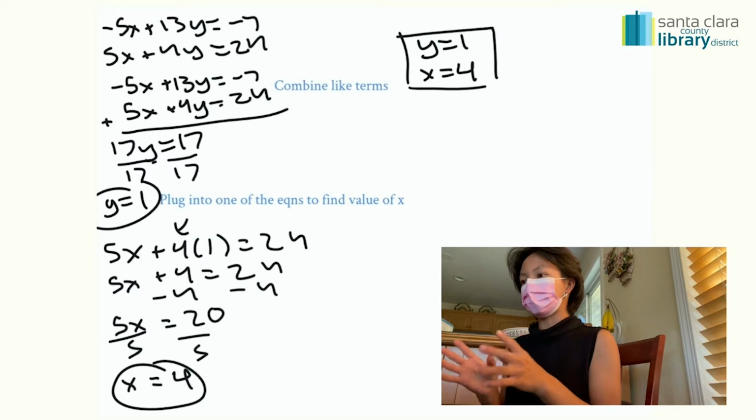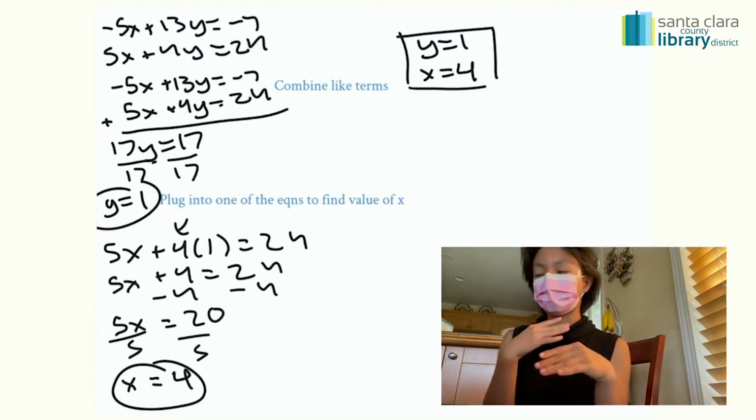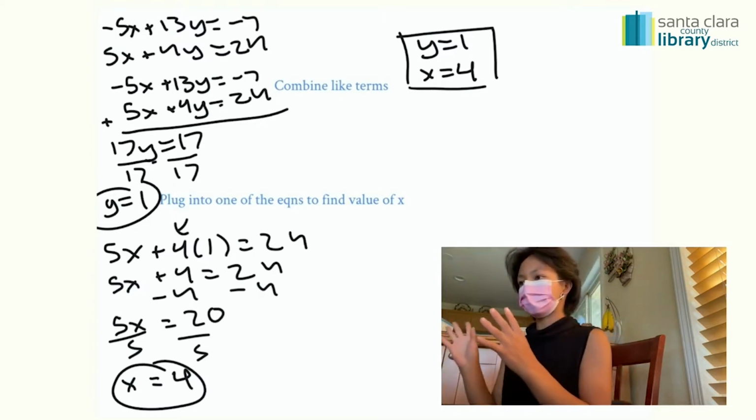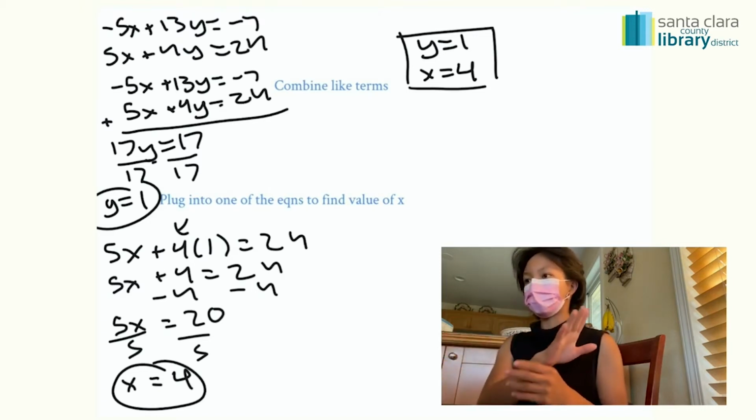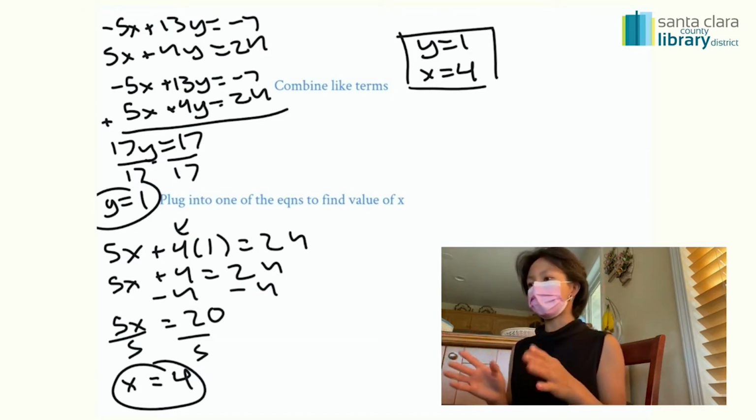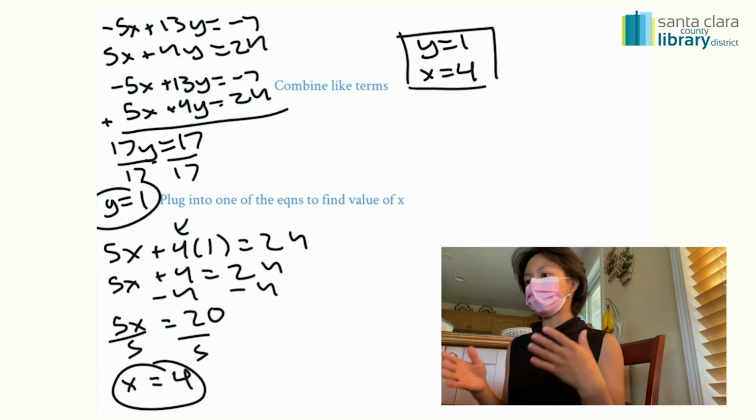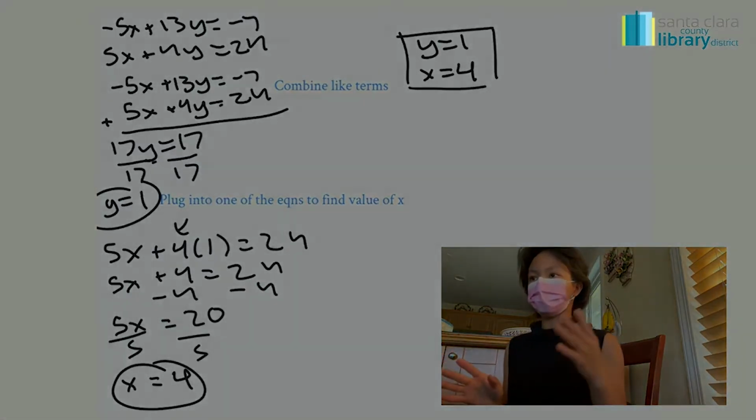Now that we have the value of y, we can use that by plugging it into one of the other equations to solve for x. Let's use the bottom one. 5x plus 4y, which is 1, so 4 times 1, equals 24. 5x plus 4 equals 24. Subtract both sides by 4. We get 5x equals 20. Divide both sides by 5, and we get x equals 4. So, y equals 1 and x equals 4.